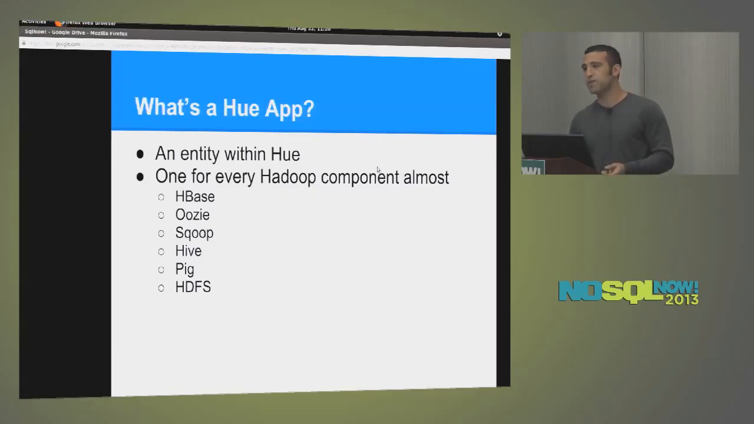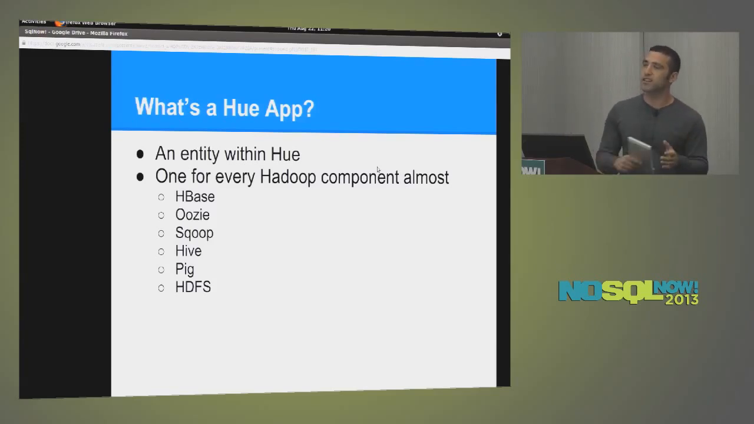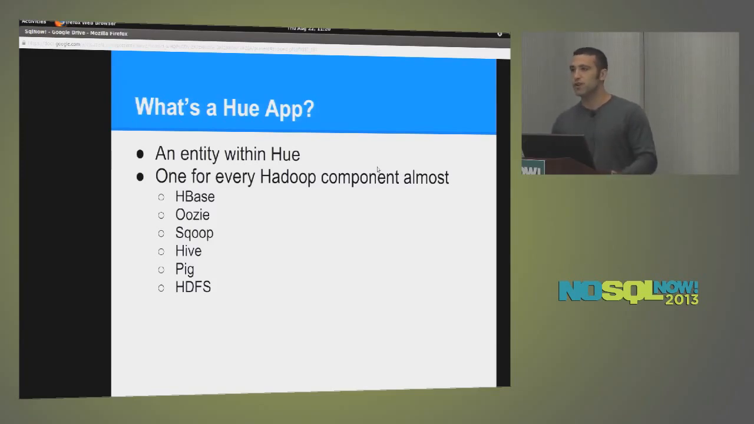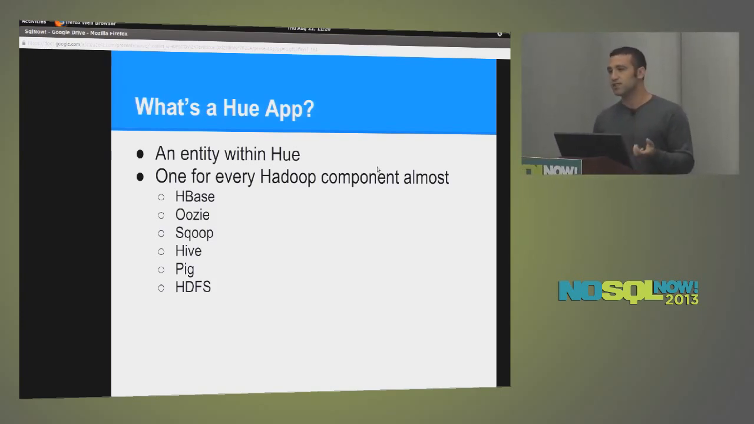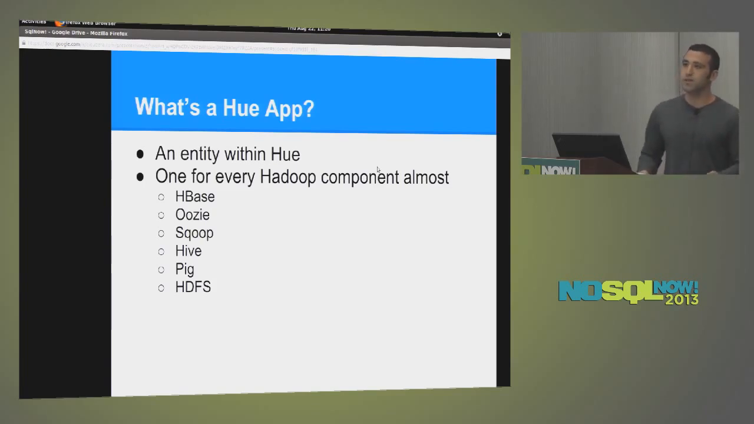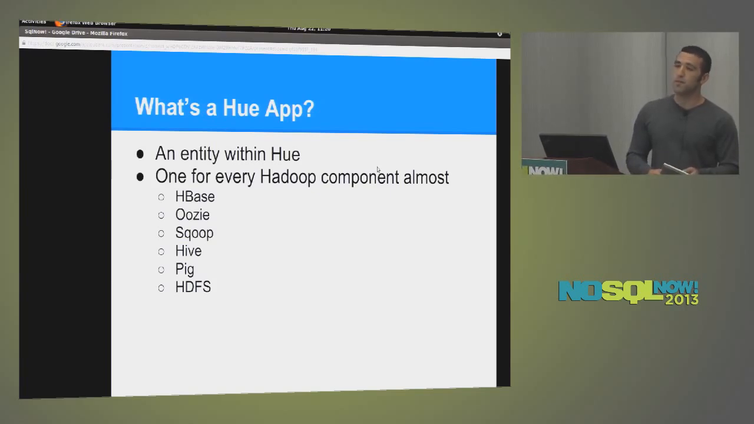So what is an app in Hue? Let's take a step back and think about what applications are in general. If you look at your phone, I don't know if you have an Android or an iPhone, it doesn't really matter, there's a concept of an app or an application. It's an entity within your phone that allows you to do things, performs a certain function. That's exactly what an app is in Hue. Like I said earlier, there's an app for several of the components in the Hadoop ecosystem: HBase, Oozie, Sqoop, Hive, Pig, HDFS.